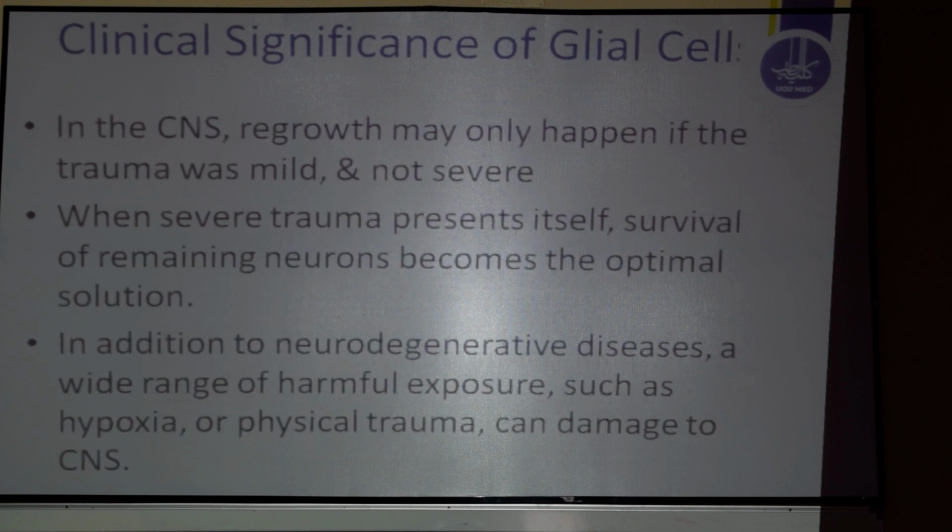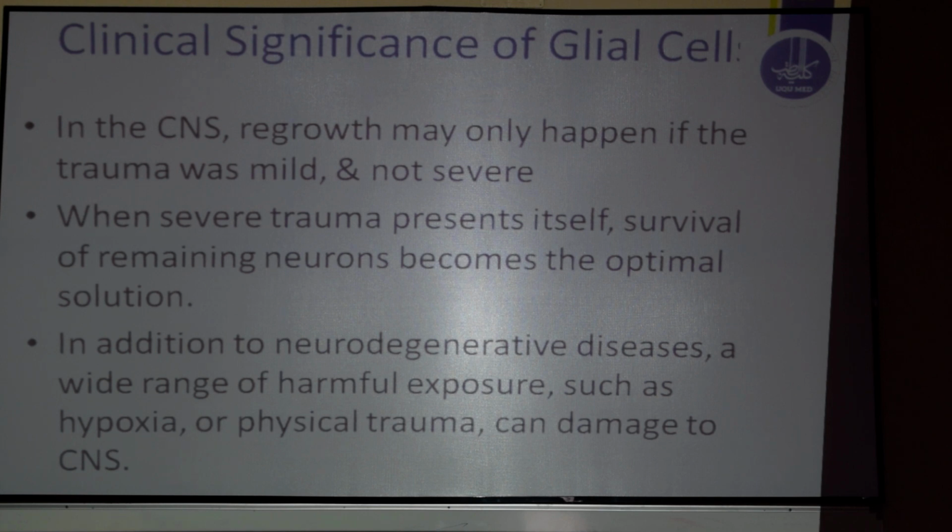In the central nervous system, regrowth may only happen, this is a possibility, if the trauma was not too severe. So regrowth occurs with the help of glial cells. This is one thing that is known. In the peripheral nervous system we know, but in the central nervous system, if there is a huge loss, then regrowth is difficult. But really, with time we will know it, inshallah.